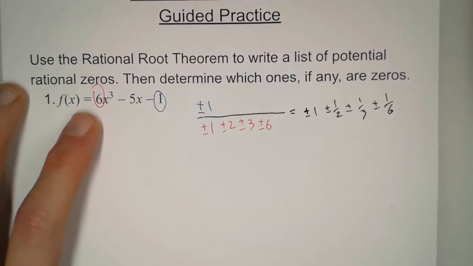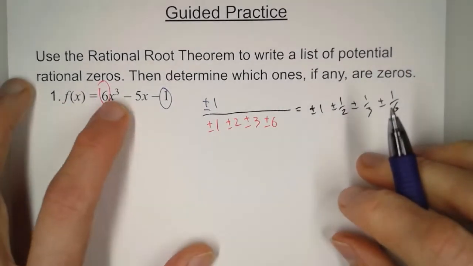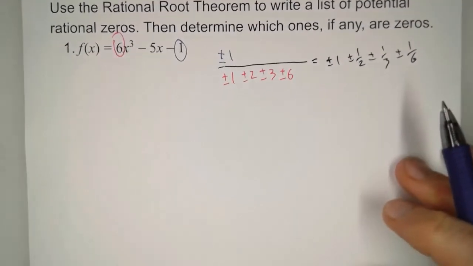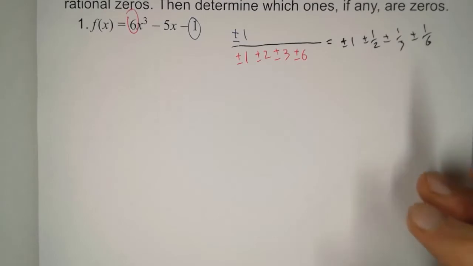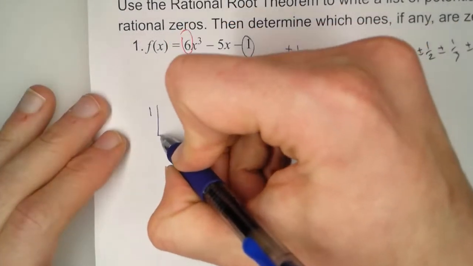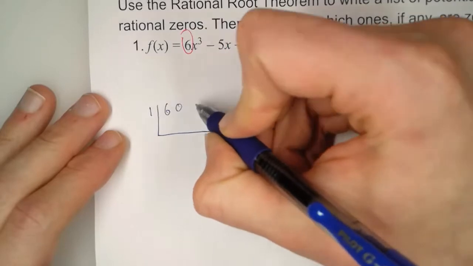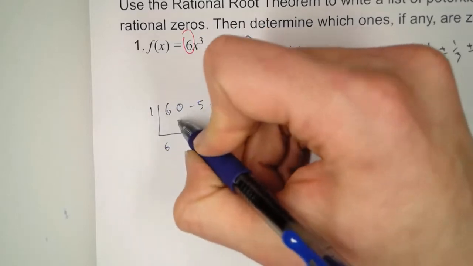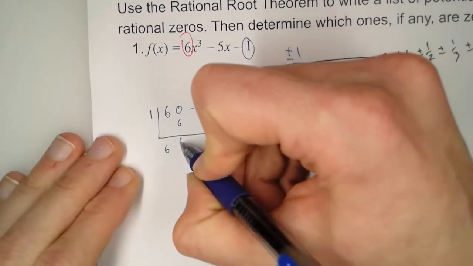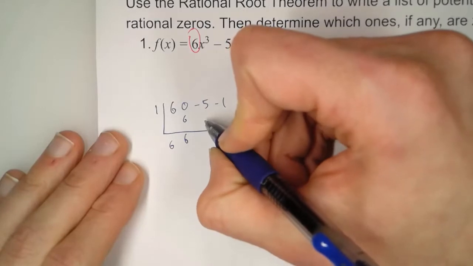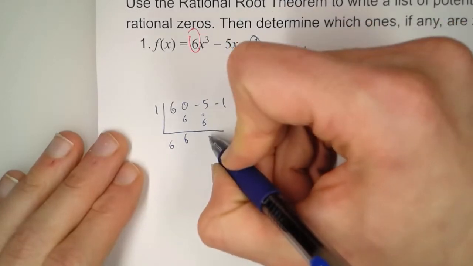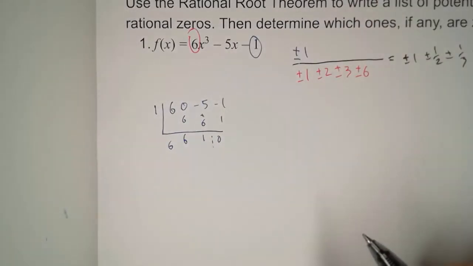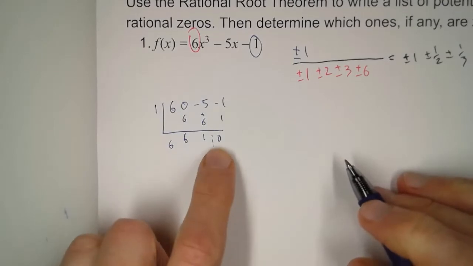So we have some possibilities here, but remember, this is a degree 3. And since it's degree 3, that means only 3 of these could possibly work. So let's try the easy ones. Let's try 1. So we have 6, 0, -5, and -1. Bring down the 6, times 1 is 6. 0 plus 6 is 6, times 1 is 6. -5 and 6 is 1, times 1 is 1. And right off the bat, we've got a 0 remainder.